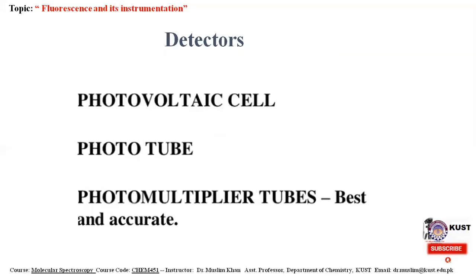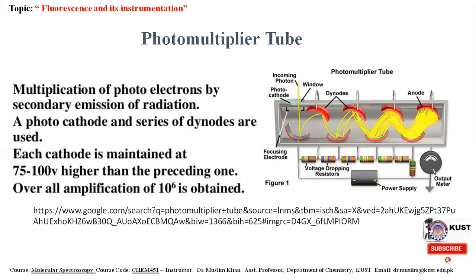The last thing is the detector. Different types of detector are used: photovoltaic cells, phototubes, and photomultiplier tubes. The best and most accurate are the photomultiplier tubes. Here you can see the photomultiplier. It multiplies photoelectrons by secondary emission. This is basically a multiplication of photons. Here you can see the multiplication. A photocathode and a series of diodes are used in this case.